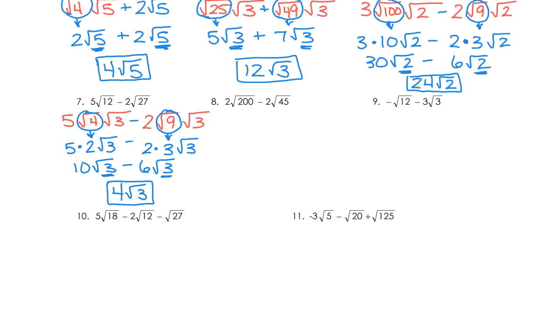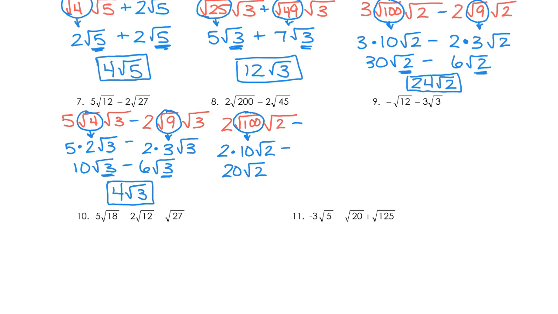Okay. Number 8. Again, we can't subtract them. They have different numbers underneath their radicals. So we'll keep the 2. We'll break up 200 into 100 and 2. We'll circle our perfect square. It becomes 10. Everything else just comes down, and that becomes 20 square root of 2.